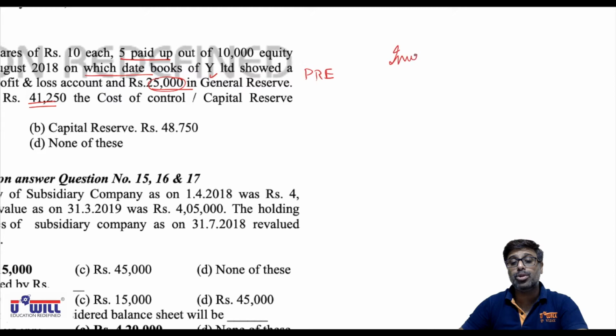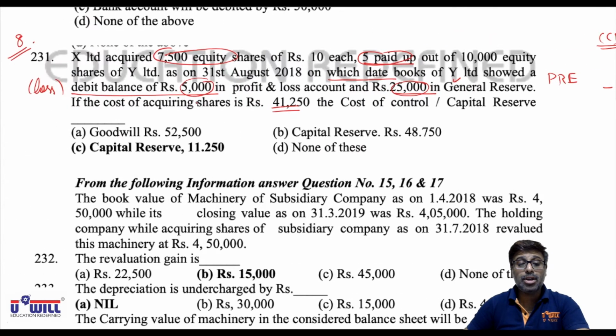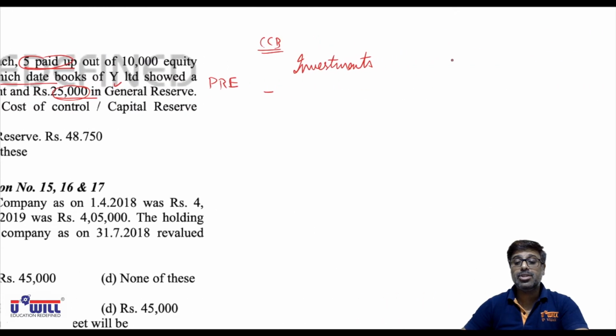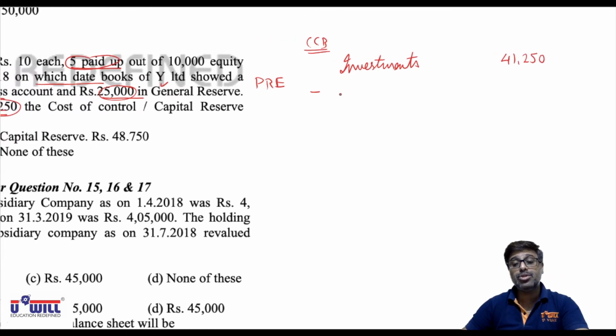Last workings, control chart B. First you take investments, that is, the cost of acquiring the shares: 41,250. It means the holding company has invested 41,250 in the shares of the subsidiary company. Now two things we used to minus.